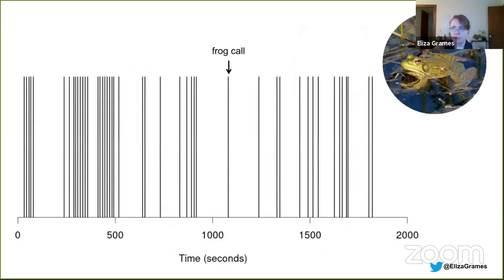We get similar patterns when we look at animal communication. Here again, the x-axis is time, and each bar represents one frog call. We don't have the high volume frequency here because there's only so many frogs in a pond. But we do still see these clusters of signals happening really quickly.